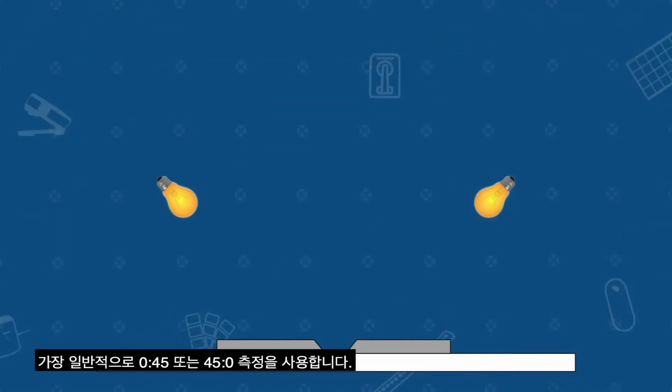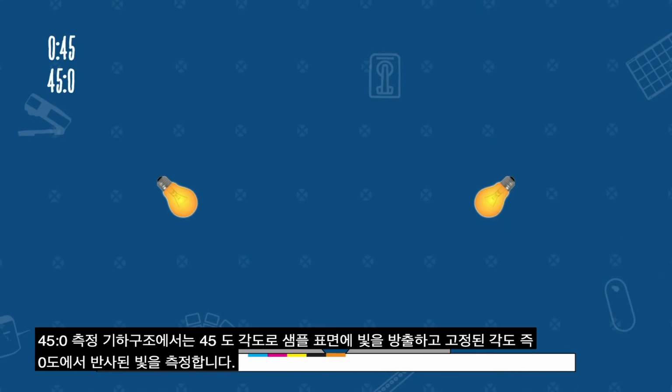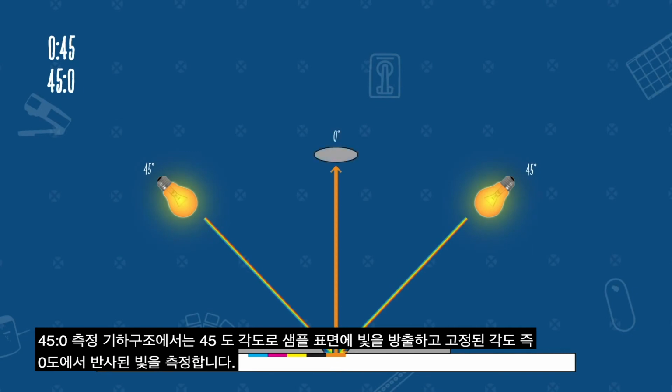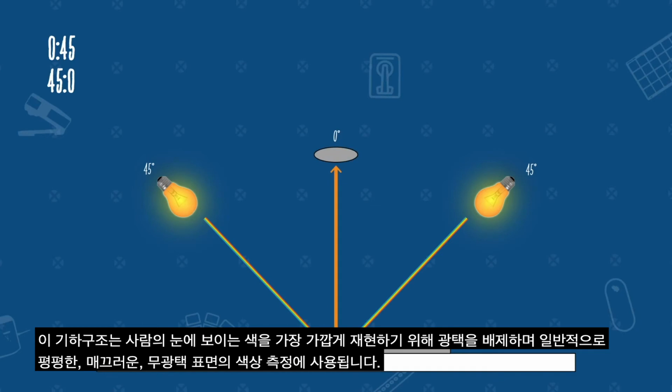One of the most common is the 45-0. The 45-0 measurement geometry emits light at 45 degrees to the sample surface and measures light reflected at a fixed angle to the sample, 0 degrees. This geometry excludes gloss to most closely replicate how the human eye sees color and is commonly used for measuring color on flat, smooth, or matte surfaces.